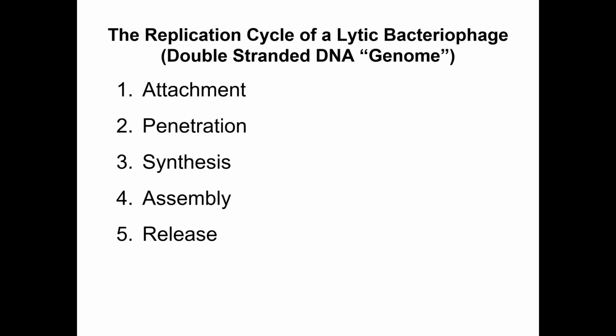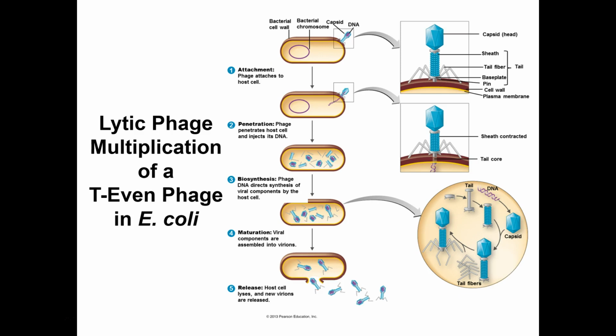Okay. So, we're going to look at the lytic cycle first. It's really not terrible. We got 5 major steps. Okay? Attachment, penetration, biosynthesis, assembly, or another term is maturation, and then release. Okay. So let's go through the overview first.